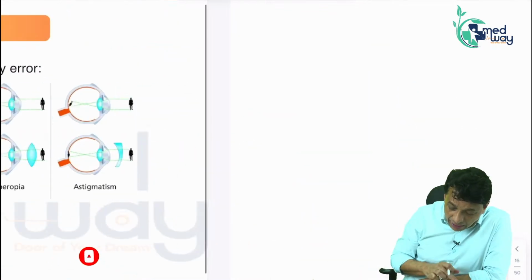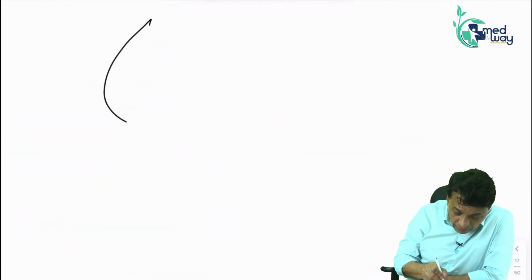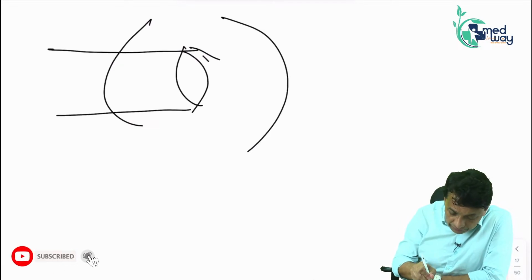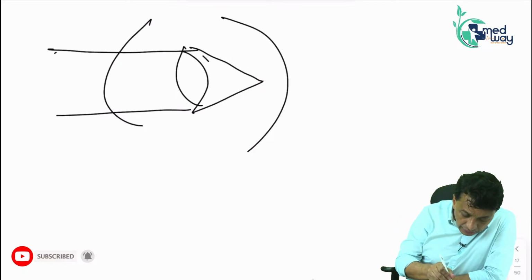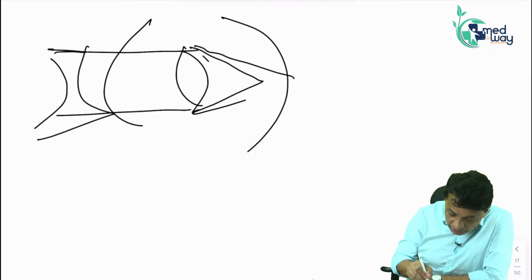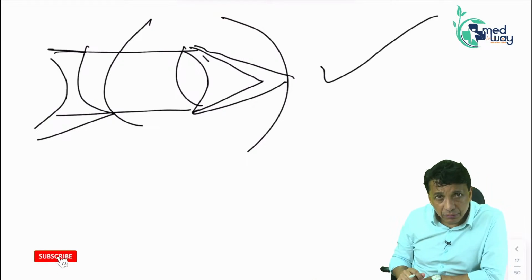Remember, the definition of myopia is that the rays of light focus in front of the retina, and how do we correct it? We correct it by placing a concave lens like this, which will focus the rays on the retina. So, this is myopia and its correction, right.